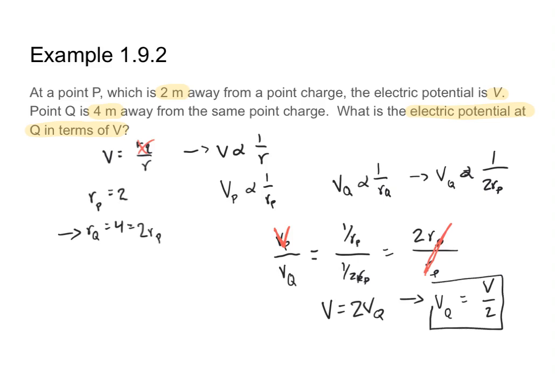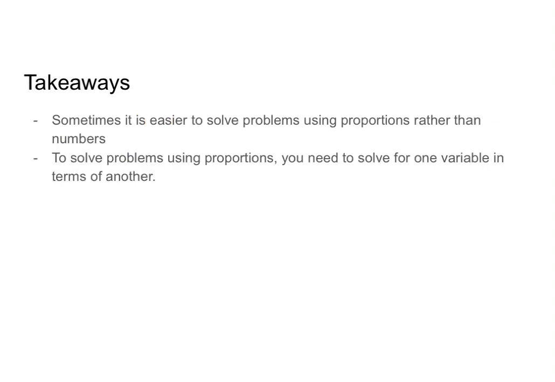And there you have it, folks. There is another example, a slightly simpler way to solve our problems without using any numbers. So takeaways. First of all, sometimes it's easier to solve problems using proportions rather than numbers. And secondly, to solve problems using proportions, you'll need to solve for one variable in terms of another, and then you will, of course, divide the two variables that you're trying to find and figure out the ratio between them.